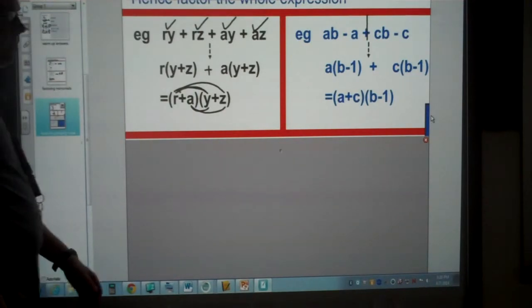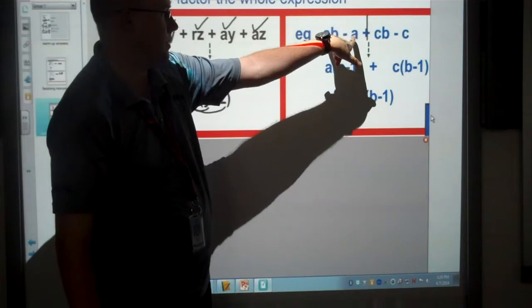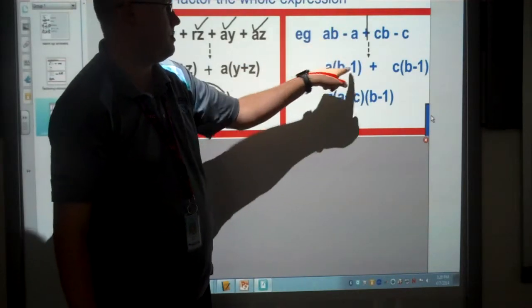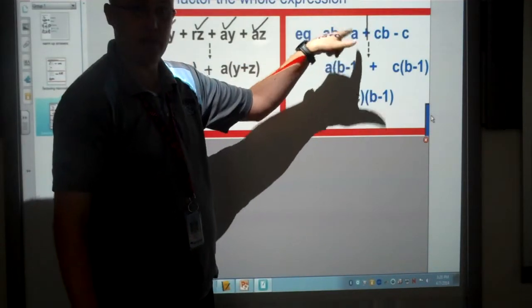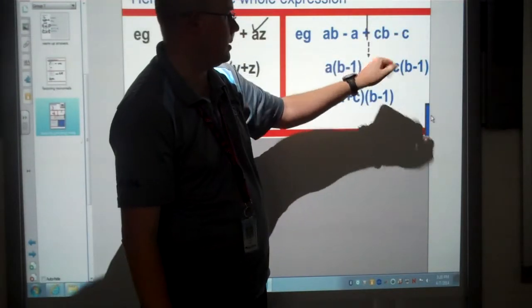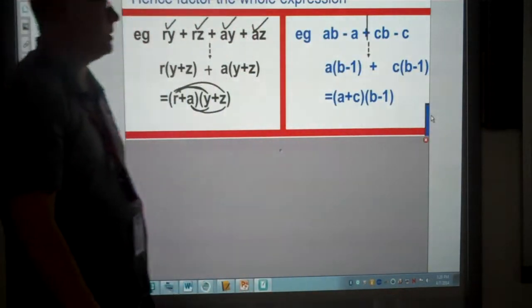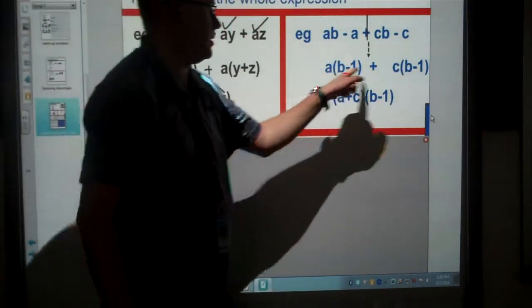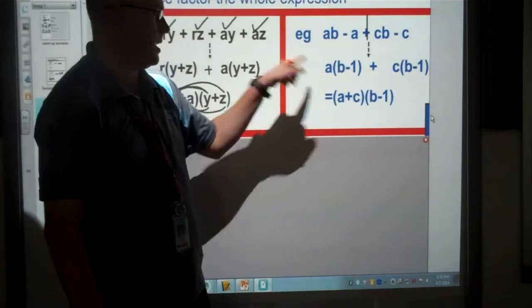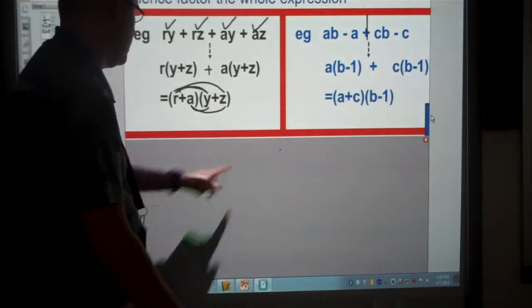Now I revealed the second question at the same time, so split the question down the middle, look for a factor. Both of these have a, b minus 1, a times 1 is a, so be careful on that one. cb minus c, both of these have c as a factor, c times b is cb, and c times 1 is c. They both have a b minus 1, so that's one of my factors, and then what I have outside the parentheses is my other factor, so a plus c.